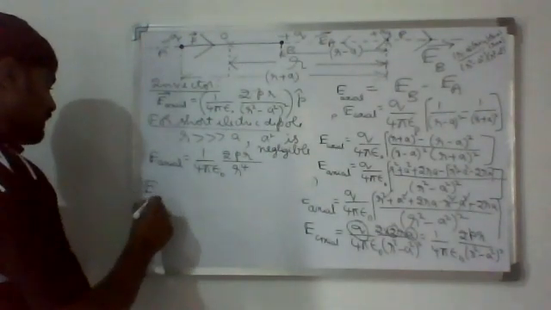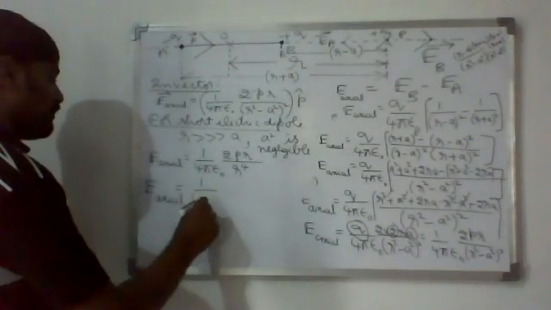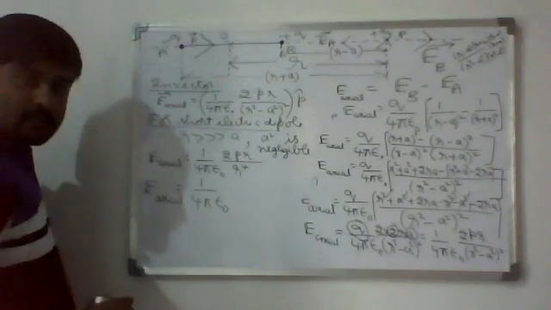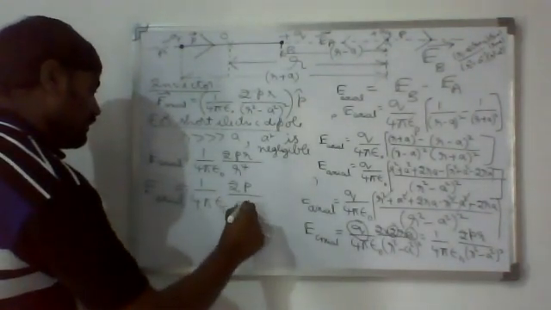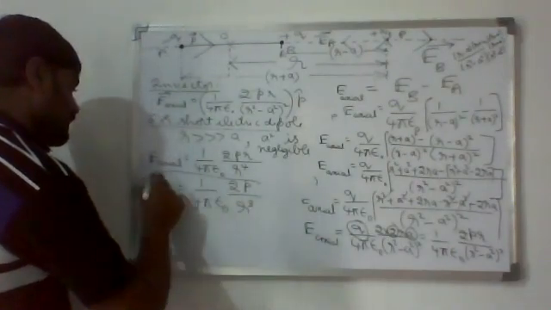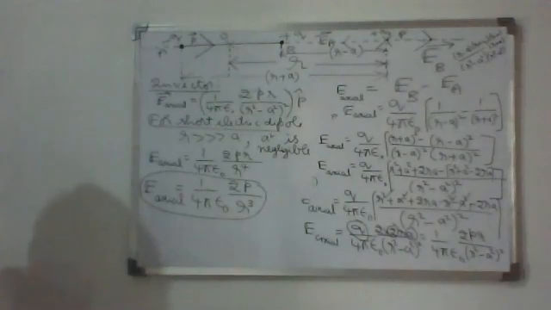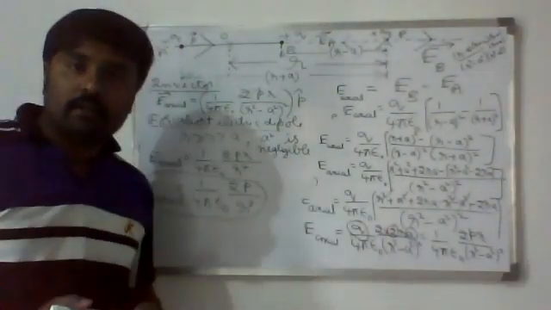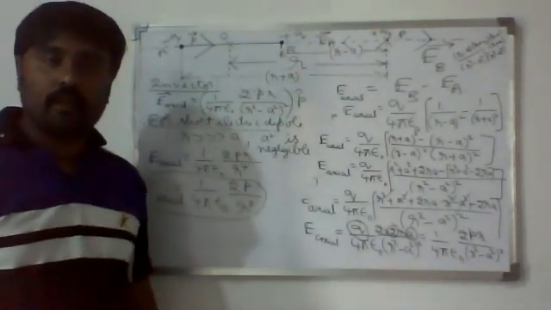Electric intensity at a point on the axial line is equal to 1 divided by 4 pi epsilon naught. So one r gets cancelled, and the remaining is 2p divided by r cube. This is the expression for electric intensity at a point on the axial line due to a short electric dipole. Okay, thank you.